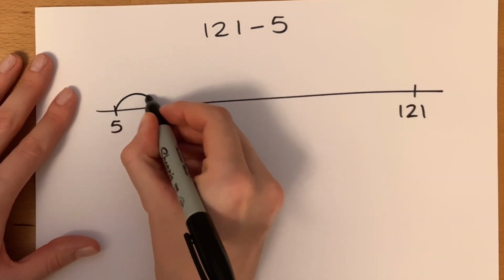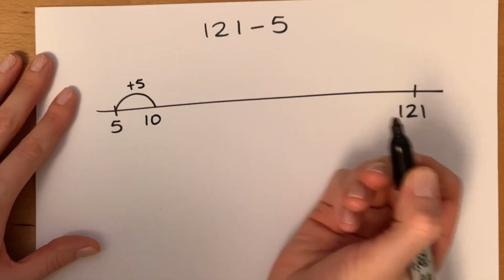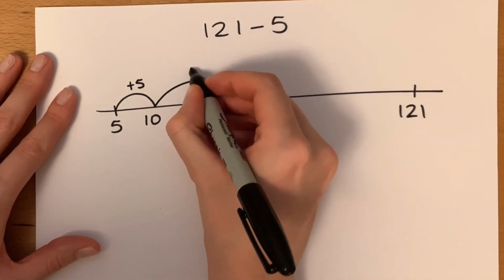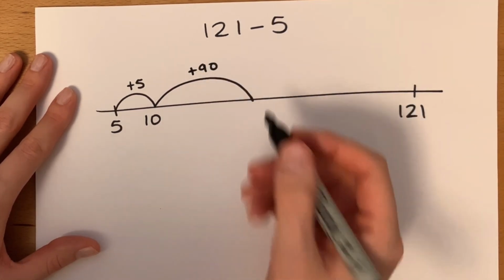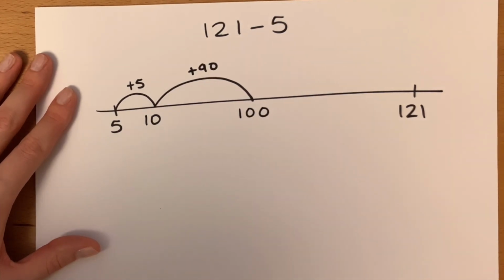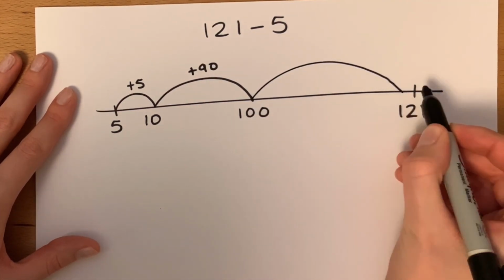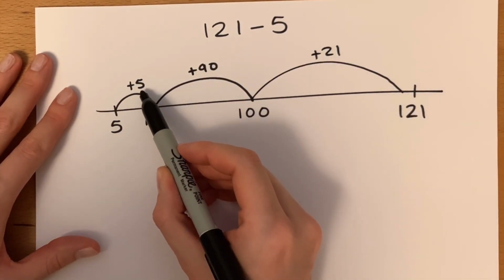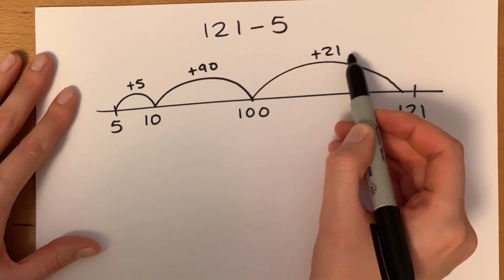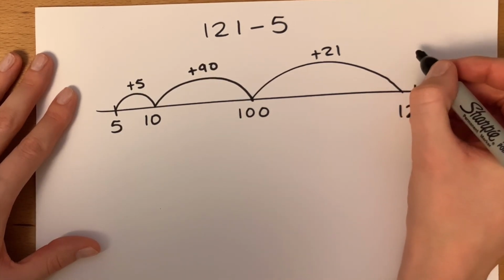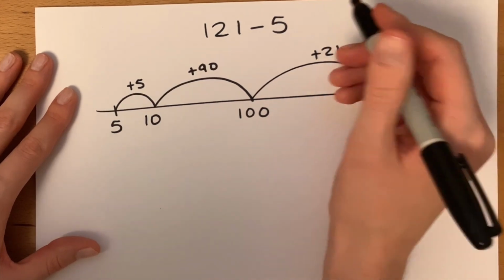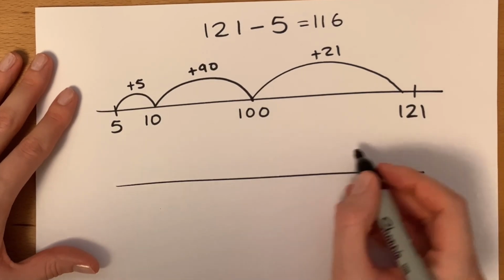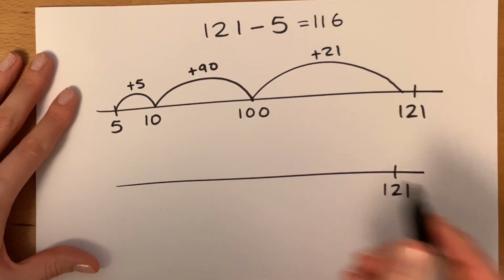So I want to get to a benchmark number, 5 to get to 10. Then I want to get to 100, so I need to add 90, because 90 plus 10 equals 100. And then I need to add 21 to get to 121. So I'm going to add the 5 to the 21, that's 26, and 26 plus 90 will equal 116. Now, this was a lot of work. Let's try the counting back strategy to see if it's more efficient.